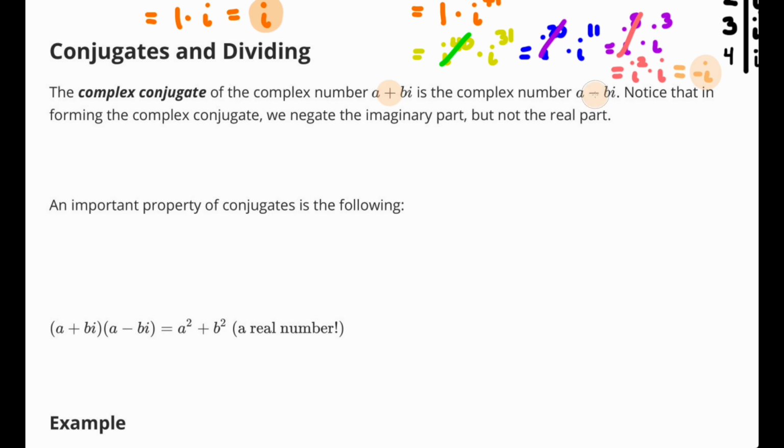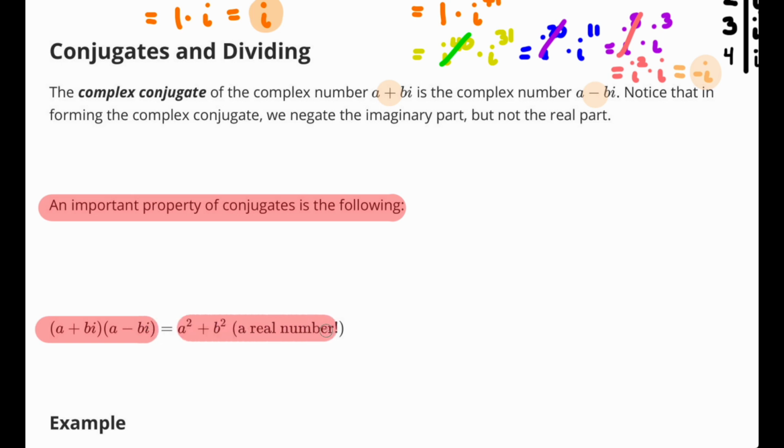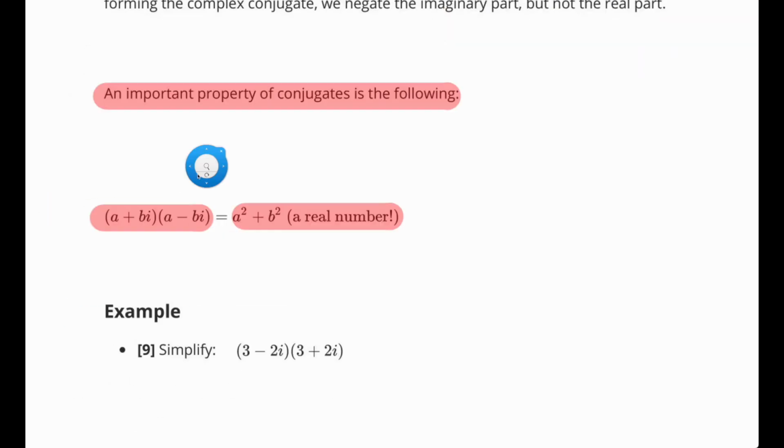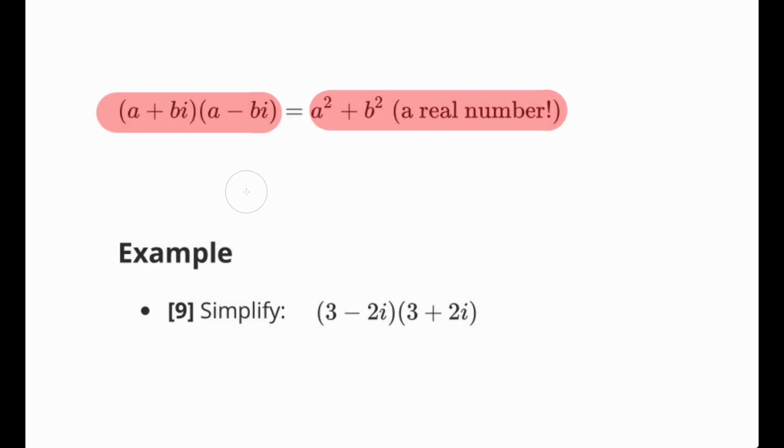An important property of conjugates. You might be thinking, why are we doing this? Well, this is why right here. If you multiply complex conjugates together, you end up with a real number. That's crazy. Okay, let's zoom in on that. If you multiply two complex numbers together that are conjugates of each other, you will always get a real number. They will always simplify out that way.